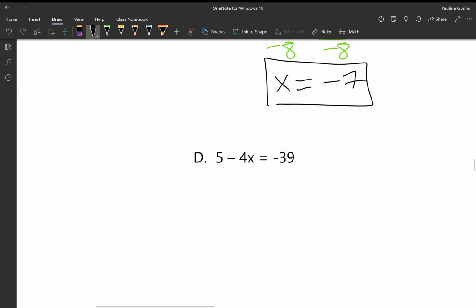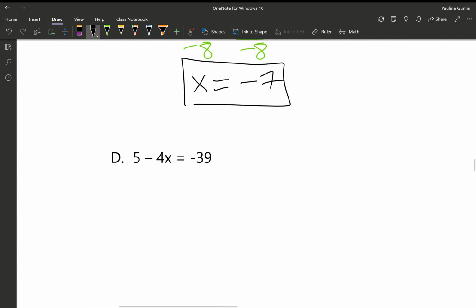Let's take a look at letter D. Also looks like a short one. There's no parentheses, so nothing to distribute. So the first thing I'm going to do is subtract 5 from both sides. So I'm left with negative 4x equals negative 44. And of course, let's finish.